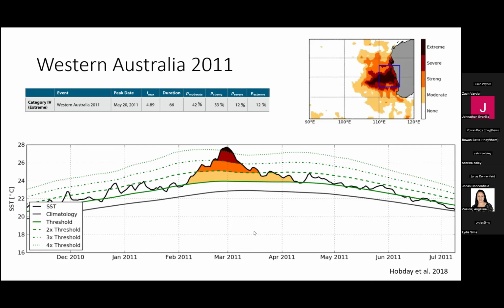There's another example where a marine heat wave was an extreme heat wave, but only for 12% of the time. And so what do you expect the biological impact to be, depending upon how much time you spent in each one of these states? The category is another metric that you can use to investigate the biological impact.